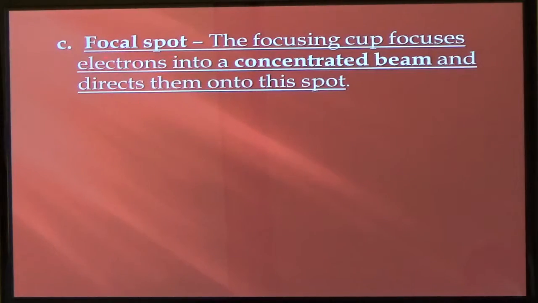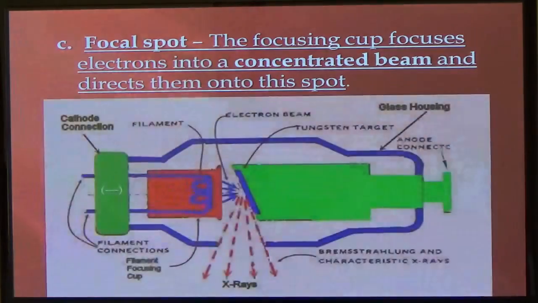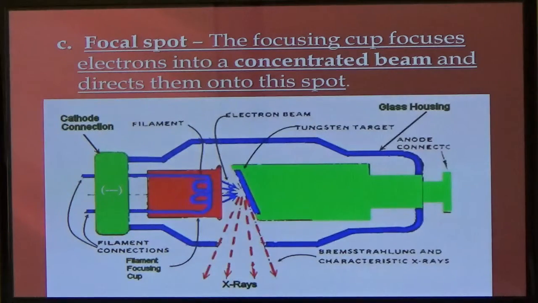Focal spot, again, is the target where we're going. Okay, so here's a picture. You've got the cathode over here, which is negative, and then you have this tungsten coil inside this cup.